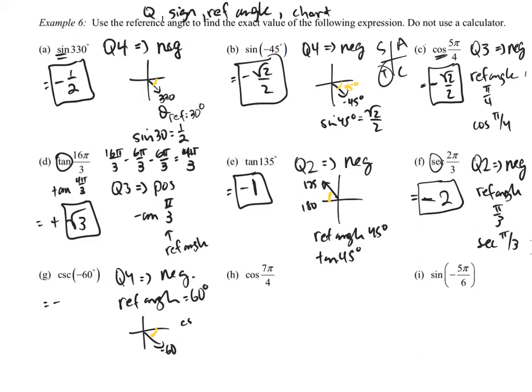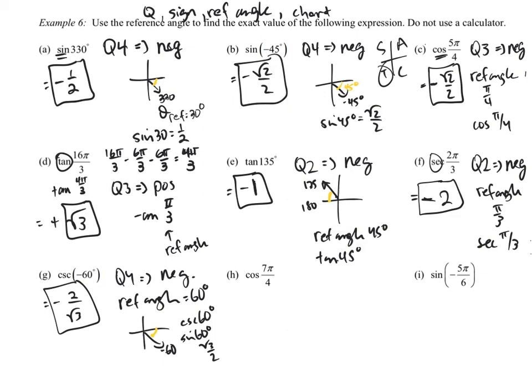And so we need to know what cosecant of 60 degrees is, which really means I need to know what sine of 60 degrees is, and then take the reciprocal. So sine of 60 degrees is going to be the square root of 3 over 2. And so if I take the reciprocal of that, that's going to be 2 over the square root of 3. And so putting everything together, along with the negative sign and the actual value from the chart, we get negative 2 over the square root of 3.